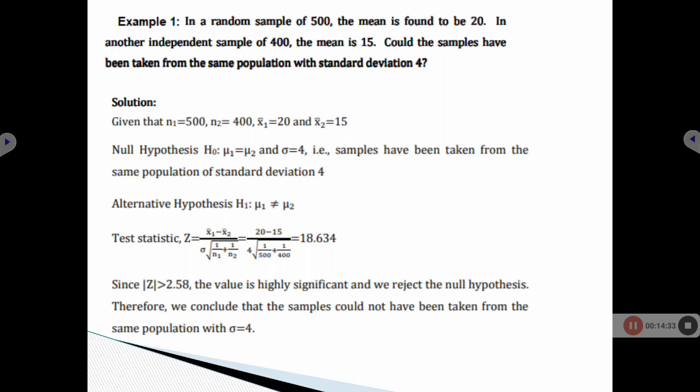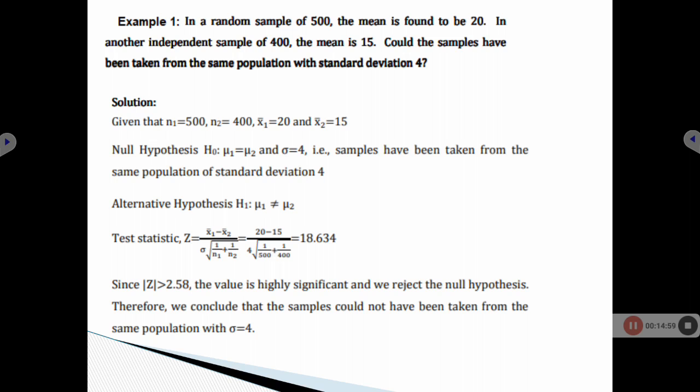Now we fix our alternative hypothesis. For the null hypothesis we have taken mu1 is equal to mu2, so for the alternative hypothesis we consider mu1 is not equal to mu2. This is a two-tailed test. The next step is our test statistic. Since the samples are taken from two different populations, we use the difference of mean concept.